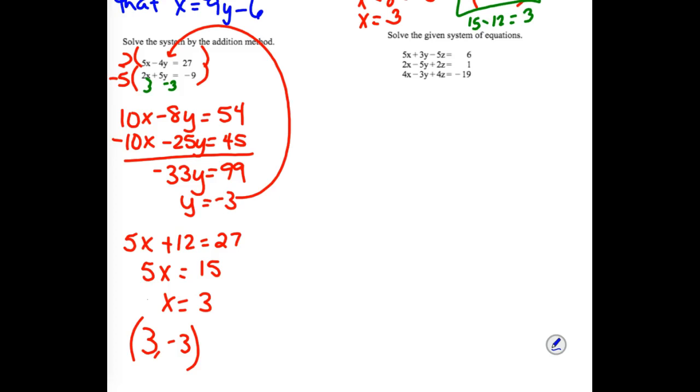Why? I have a 3 and a negative 3 already. So I have 2 equations, the first and third one, where if I add those together, already my y's are going to drop out. I don't have to do any multiplying.